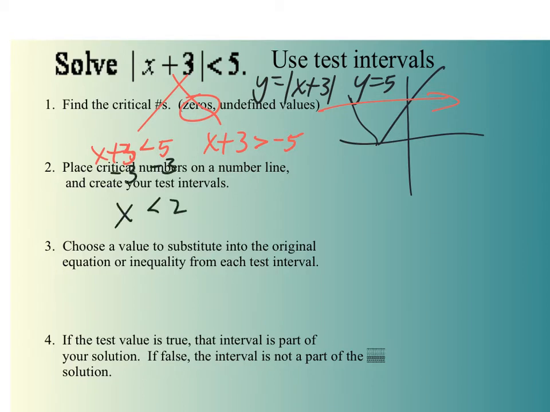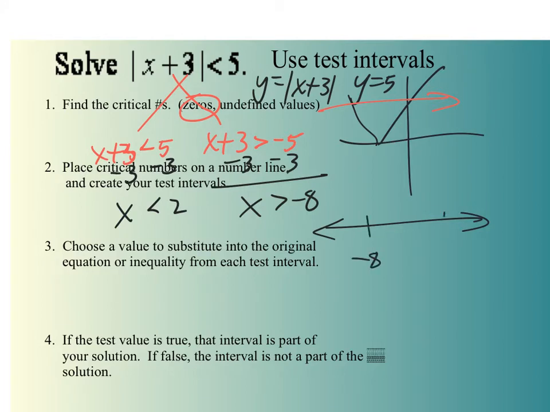X is less than 2. Notice it says less than. I know it has to go to the left from the 2. And minus 3, x is greater than negative 8. Now, if I put it on a number line, here's my negative 8, here's my 2. Now I got a better idea where these guys are touching, and I can tell whether it's in between or outside.